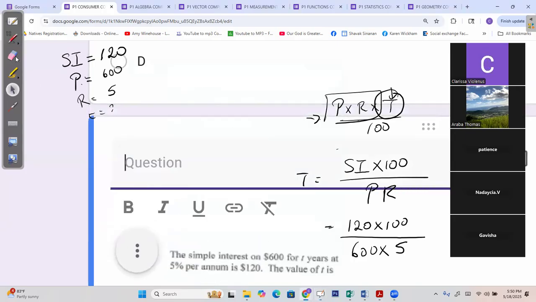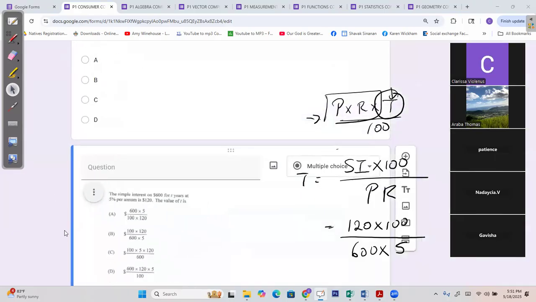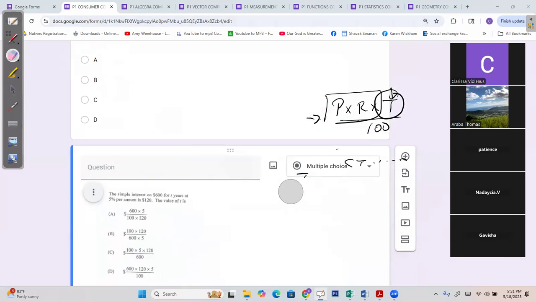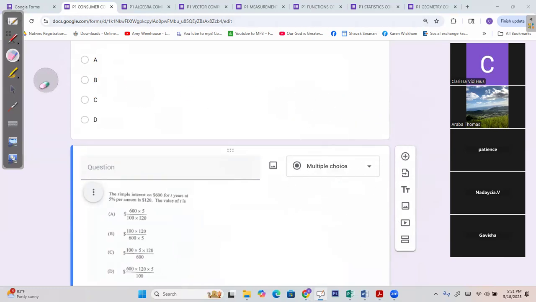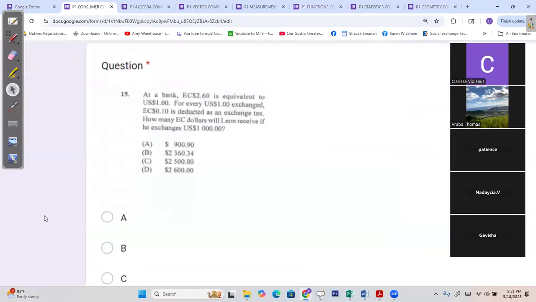So very good. I'm actually very, very impressed that everyone was able to read that question properly and substitute. Because a lot of people would have thought simple interest is 600. That's a mistake people often make. So that makes me feel good that everyone was able to read that properly. Very good. All right, let's do another one.